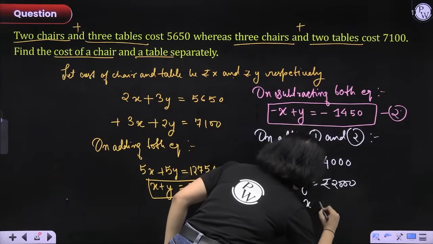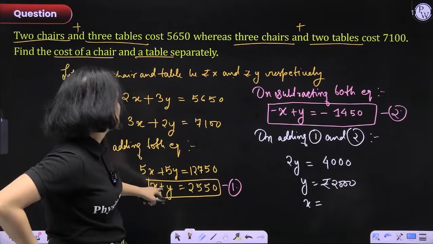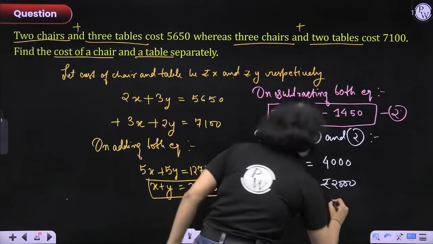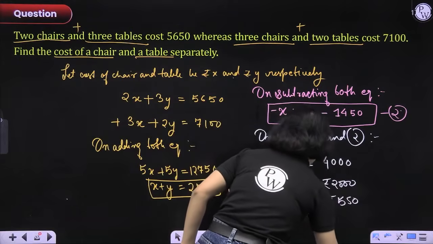And x, you can figure out by putting y in any of the equations. You can put it here. So you will get x as 550 rupees. Simple. This is the answer, everyone.